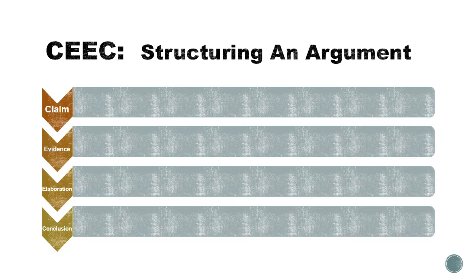So CEEC, each letter stands for one part of how to structure your argument. You've got the claim, you've got evidence, you've got elaboration, and you've got a conclusion. CEEC. And they should always go in that order.